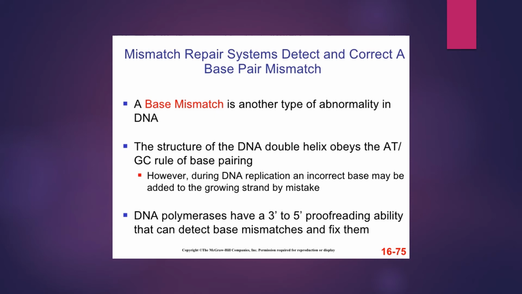Mismatch repair, detection and correction. A base mismatch is replaced by the correct DNA sequence. The structure of the DNA double helix obeys the AT or GC rule of base pairing. In DNA replication, an incorrect base may be added to the growing strand by mistake, and DNA polymerase has a 3 to 5 prime proofreading ability that can detect the base mismatch and fix it.